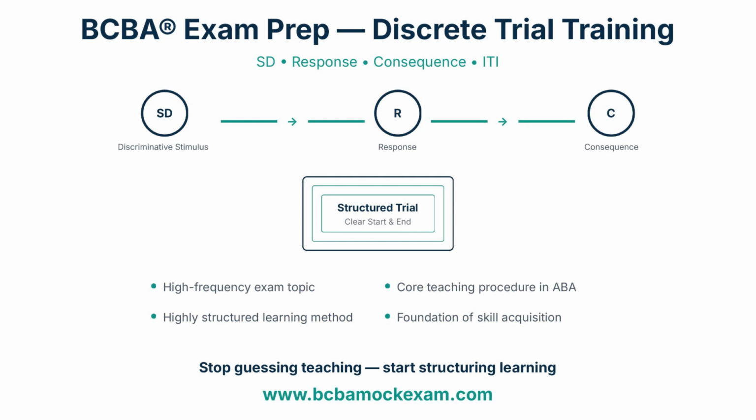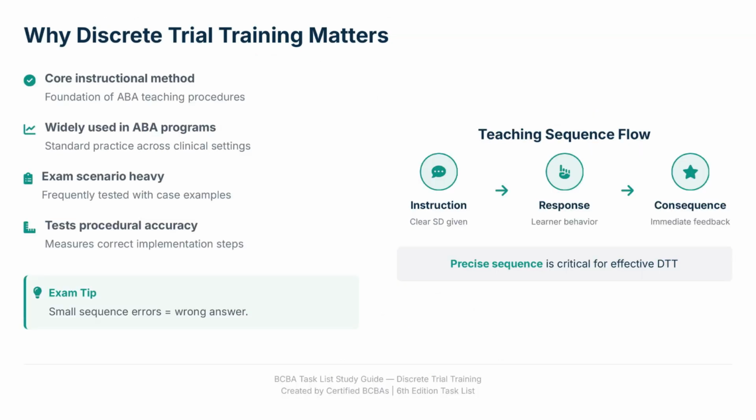to measure learning precisely. This is not just a clinical tool, but also a very high-frequency exam topic, so understanding the structure is essential. DTT matters because it is considered a core instructional method in ABA and forms the foundation of many teaching procedures. It is widely used across clinical settings, and on the exam, it is often tested through detailed scenarios that require you to identify whether the procedure is implemented correctly. What the exam is really testing is procedural accuracy, meaning whether each step occurs in the correct order. Even small errors in sequence can make an answer incorrect, so precision is critical.